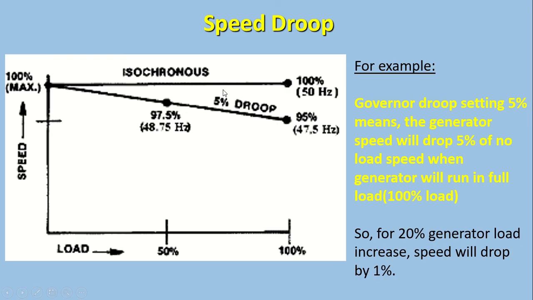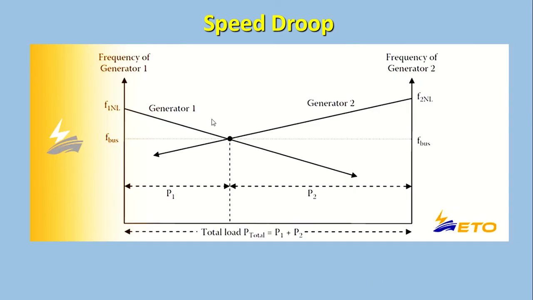So when generators run in parallel operation, the rate of speed decrease with load, or the droop, of both generators must be the same. Otherwise, what will happen? The generator whose droop is less will take more load, and the generator whose droop is more will take less load. From the next slide we can see this.